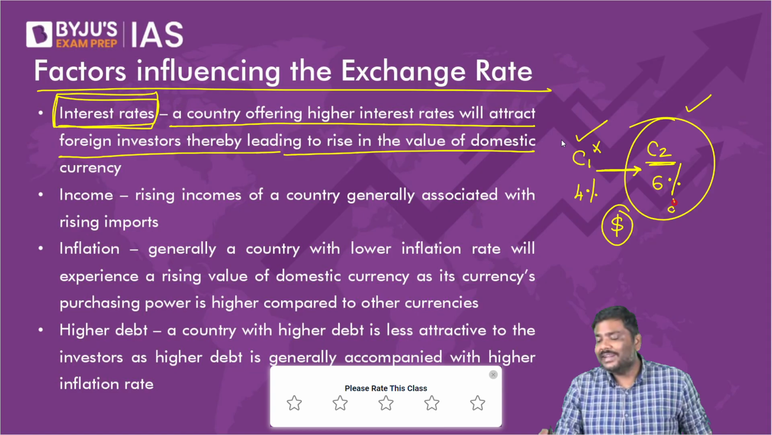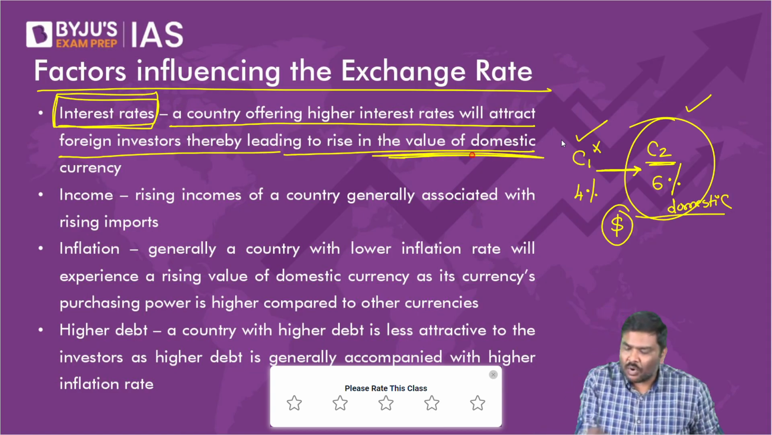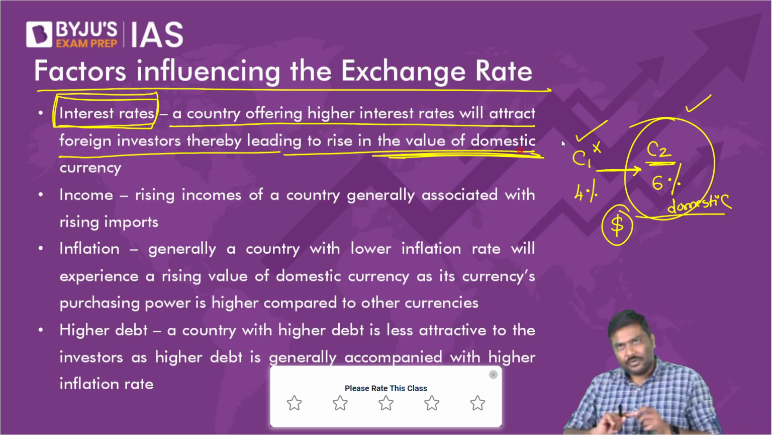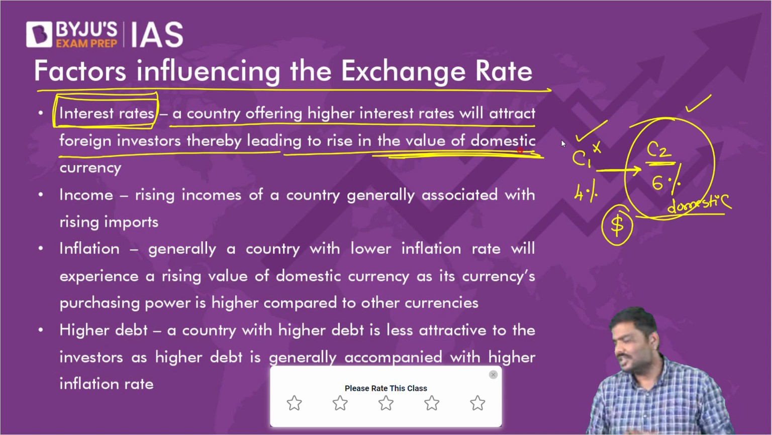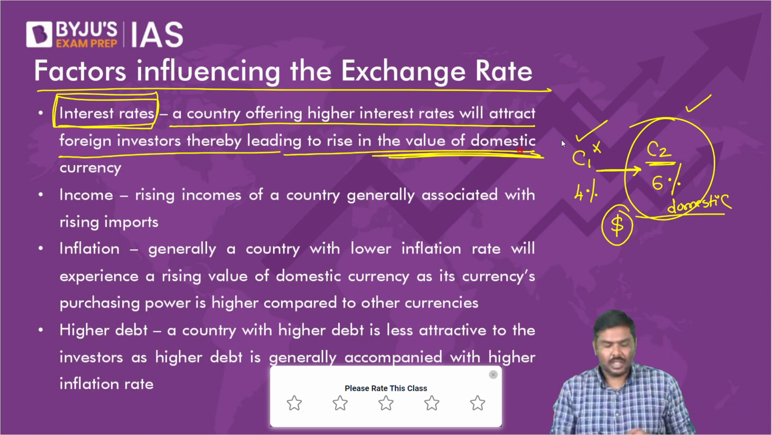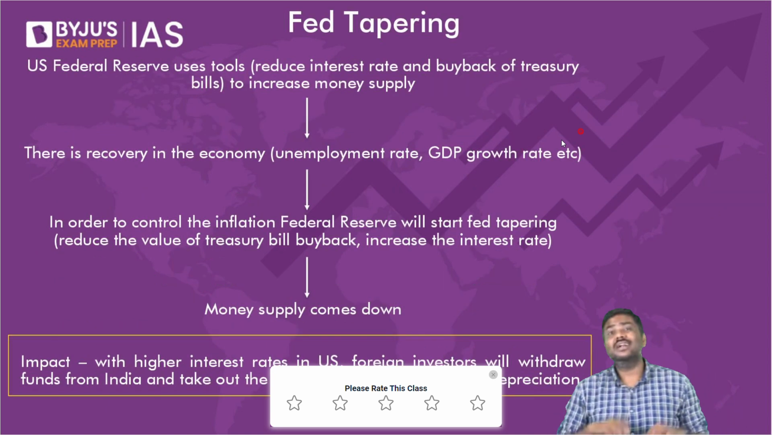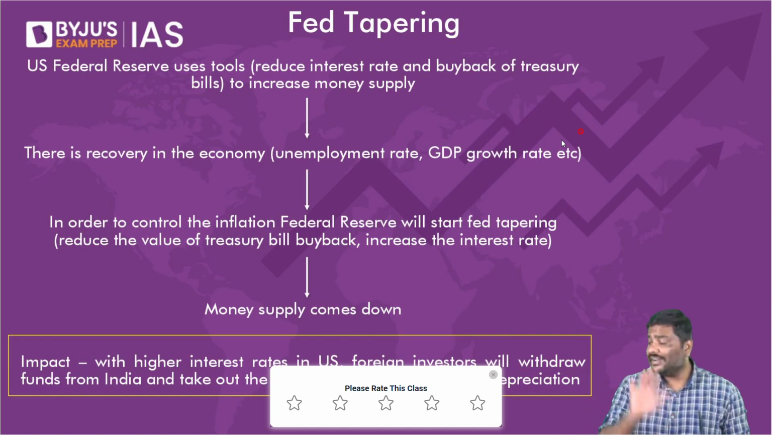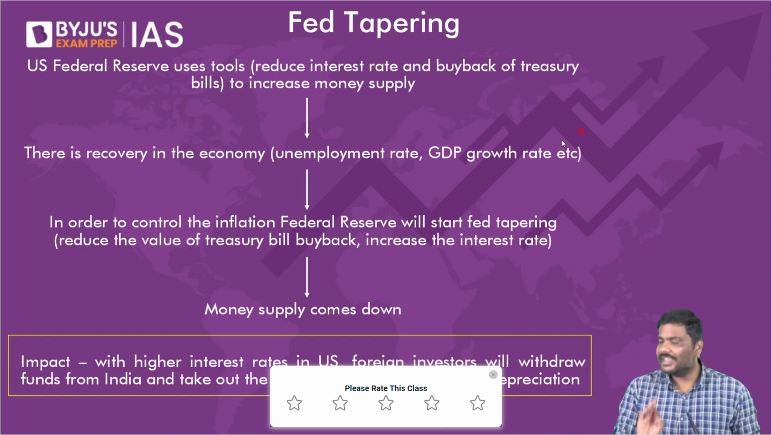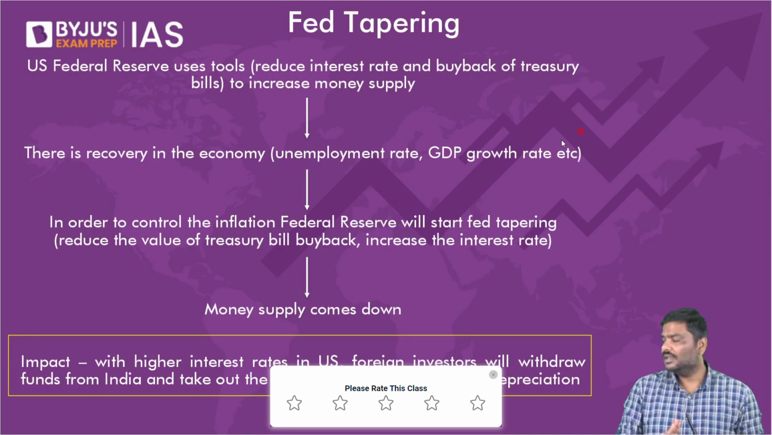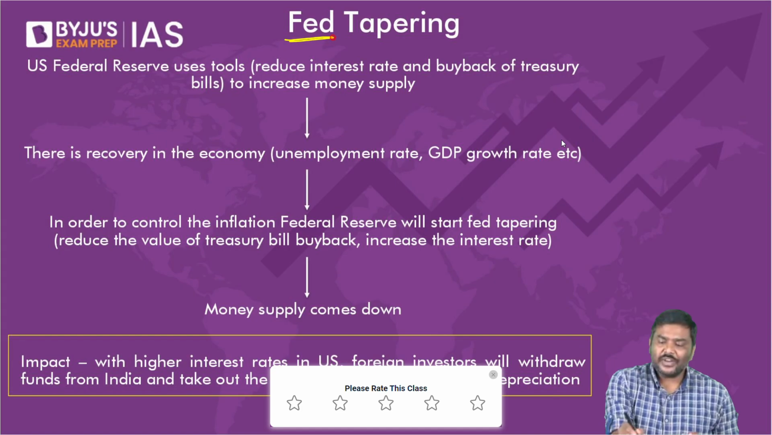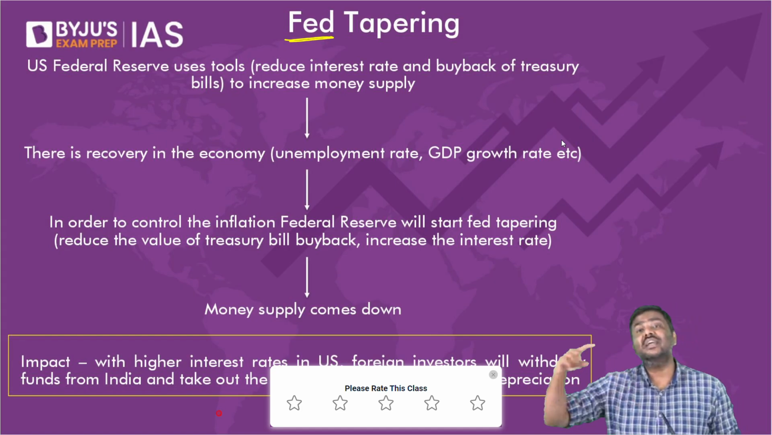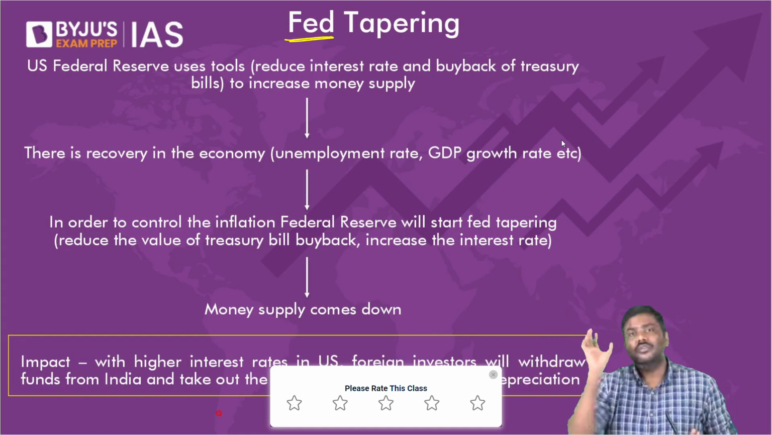And if more investment will flow, what will happen to dollar? Dollar supply will increase and demand for domestic currency will increase. That is exactly what I've written here. And if the demand and supply will change, don't you think exchange rate will also change? Point number 1. Now let me add to this a current affairs concept called Fed tapering. Understand this very carefully, important for UPSC.